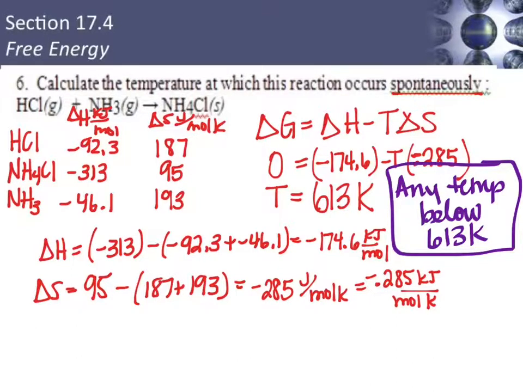So anything below that would be spontaneous? Would be spontaneous, yes, because that would make it a negative. So 612.999 is, 613 is not. Okay, any questions on that? All right, next to the next one.